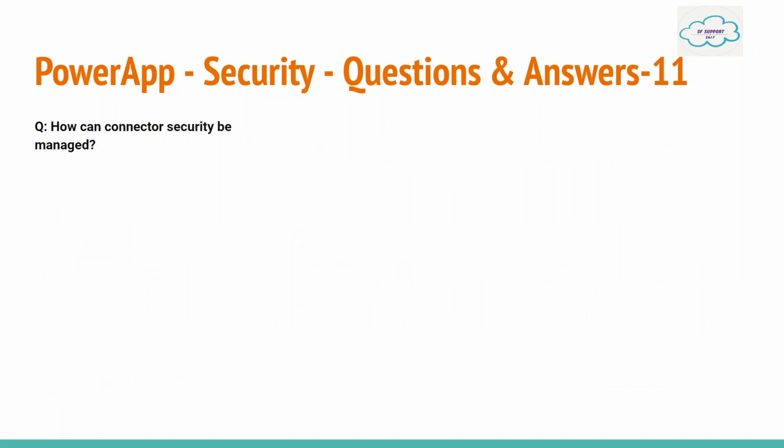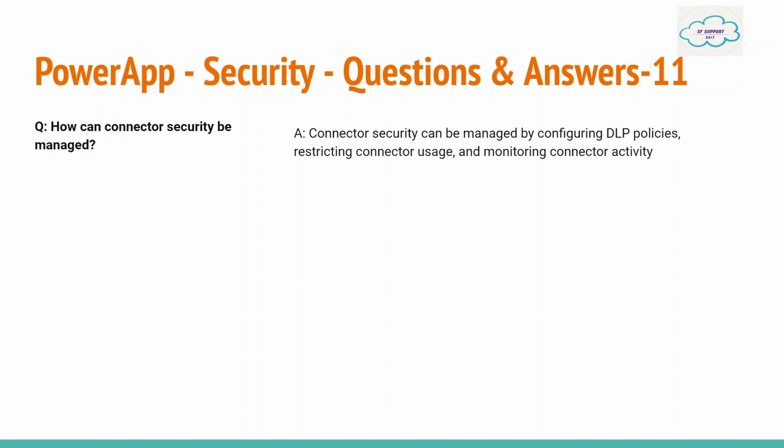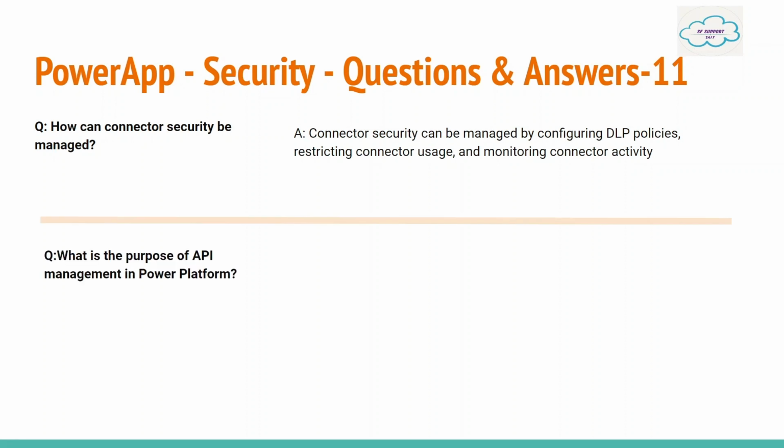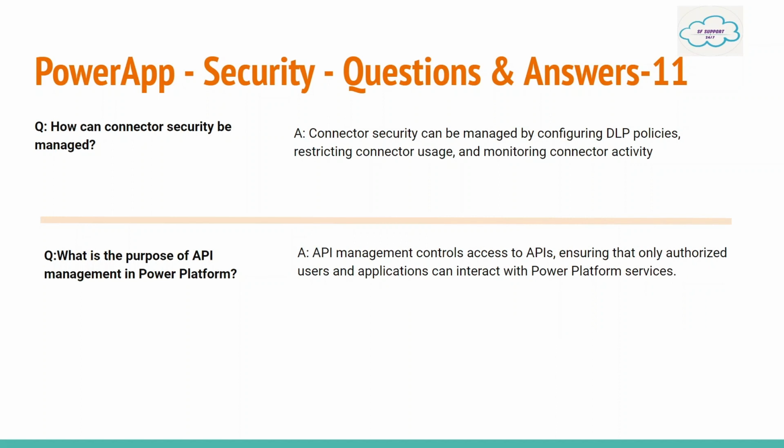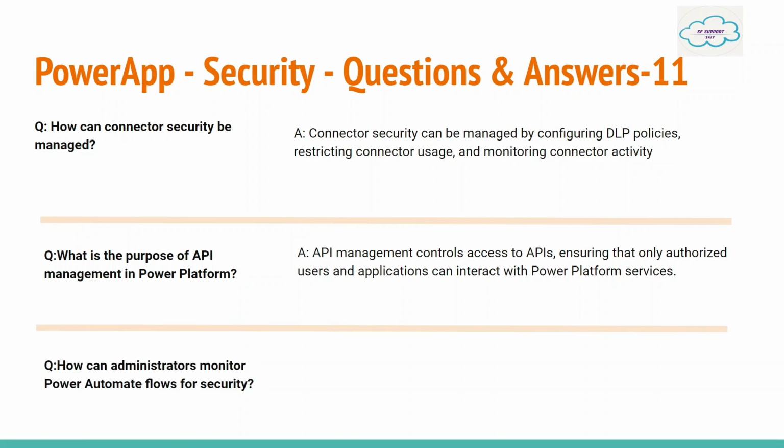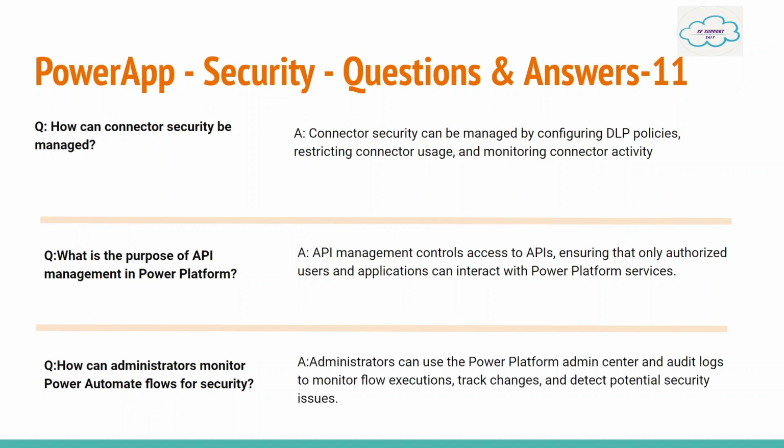Next question: how can connector security be managed? Connector security can be managed by configuring DLP policies, data loss prevention policies, restricting connector usage, and monitoring connector activity. Next question: what is the purpose of API management in the Power Platform? API management controls access to APIs, ensuring that only authorized users and applications can interact with the Power Platform services. Next question: how can administrators monitor Power Automate flows for security?